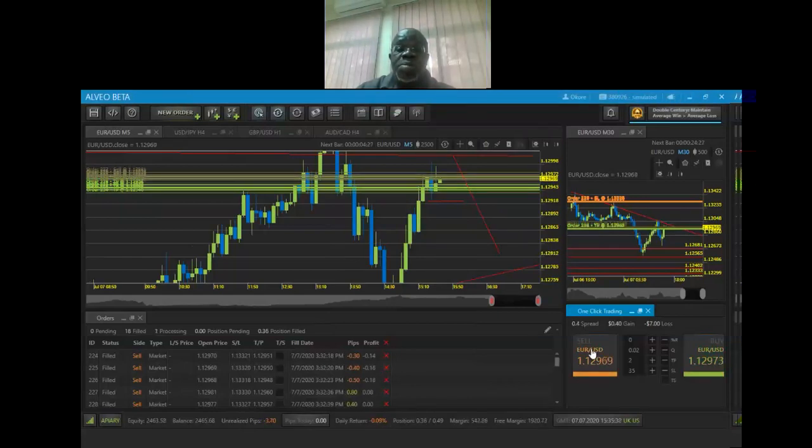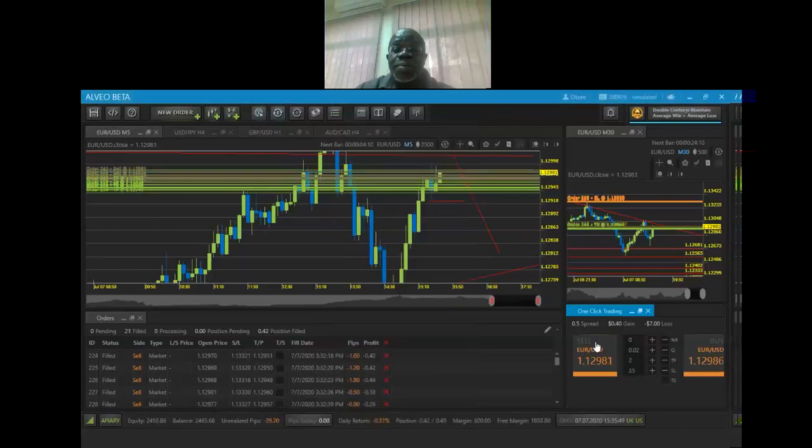I'm selling because I know the market is going to come down, and from the wicks on the 5 and the 30 minutes, it's very clear that there's pressure for it to come down. So even if the market keeps going up, I will keep selling.